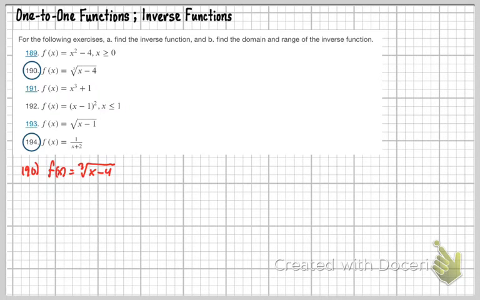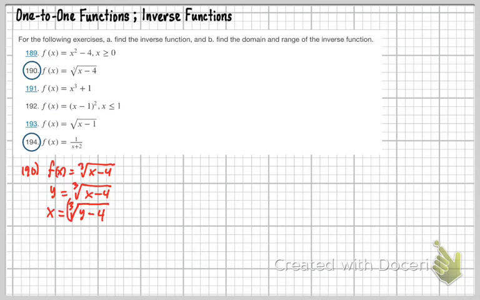What we're going to do next is write y in place of the f of x, because we know that's the same thing when we're talking about graphs. Then we're going to swap the x and the y. The reason for that is because when I'm talking about inverses, I swap the domain and range. Domain is all my x values. The range is all my y values. So I'm just going to swap those variables, and then solve for y.